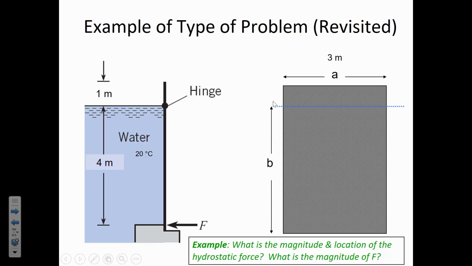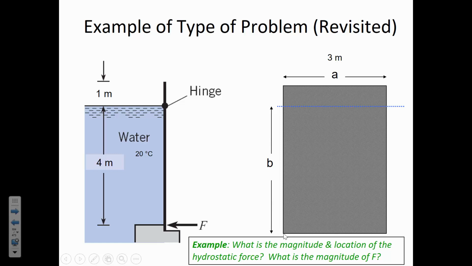All right, so let's go back to this type of problem. How do we find out what's the magnitude and the location of the hydrostatic force? And then also, how much of a force would we need to apply to resist that? In the case of water at 20 degrees Celsius and a 4-meter tall, 3-meter wide plate.